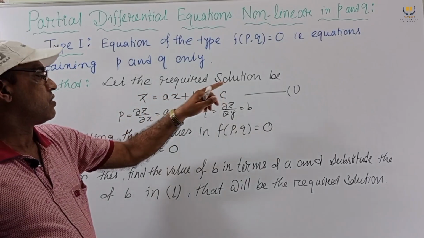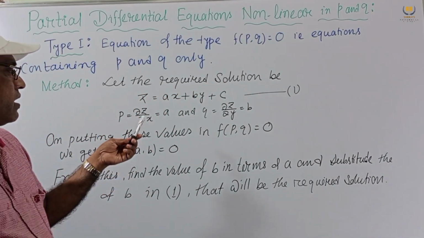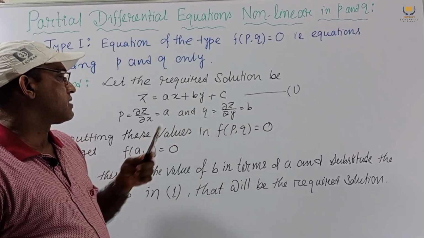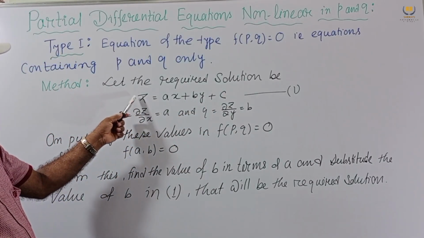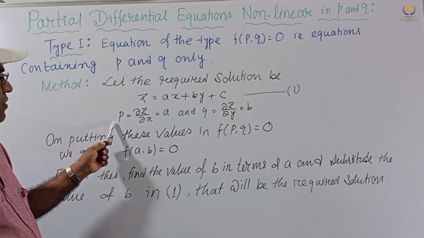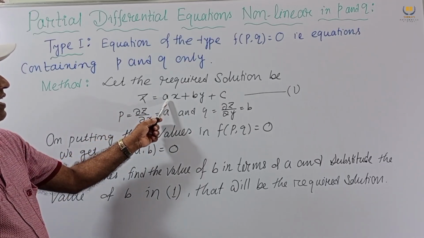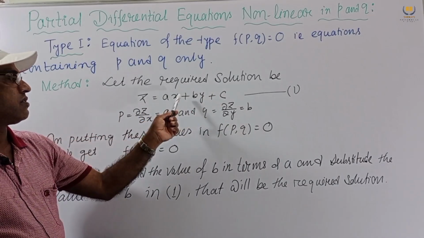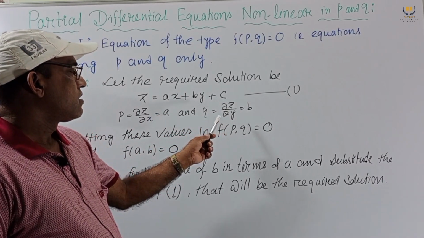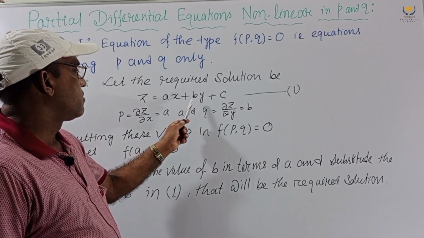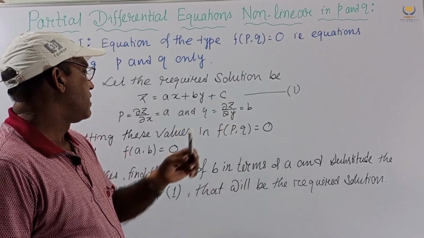Let the required solution be z equal to ax plus by plus c. If we differentiate with respect to x, del z del x means p, we know. This is a, and this will be 0, this is 0, this is 1, only a. And q means del z del y, so this will be b. This is 0, this is b into 1, 0, b.